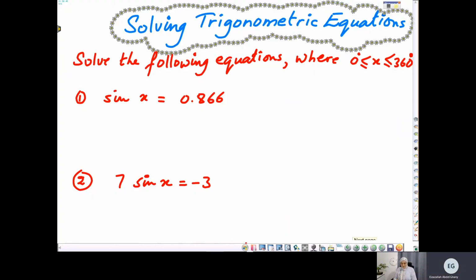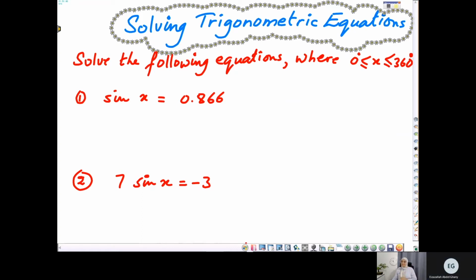Solving trigonometric equations, he will give you a domain which is between 0 and 360, and the question is solve. What's the meaning of solve? Find the value of x. What's x here? It's an angle. Solve the following trigonometric equations where x lies between 0 and 360 inclusive.